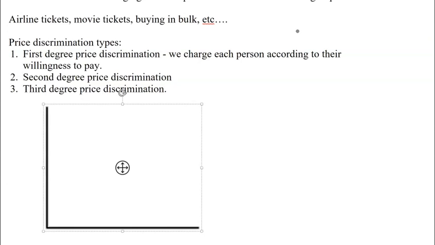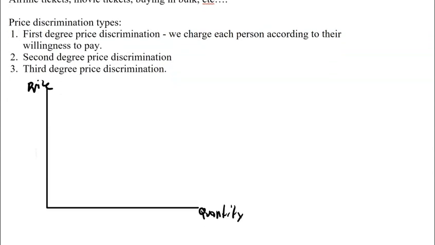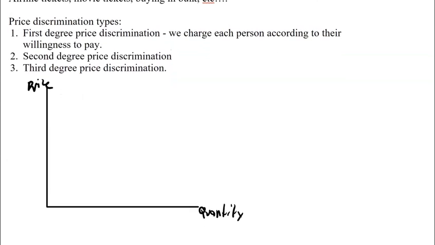So let's say this is going to be my price and quantity. Now, in this case, let's say this is my demand curve. And to make it simple, let's consider my marginal cost curve as a straight line.